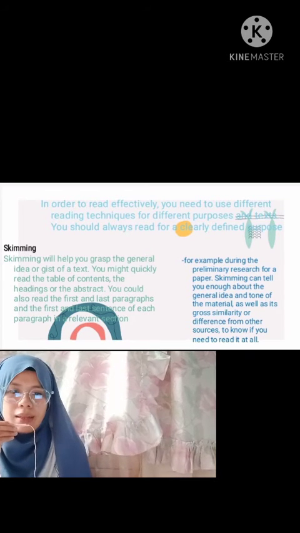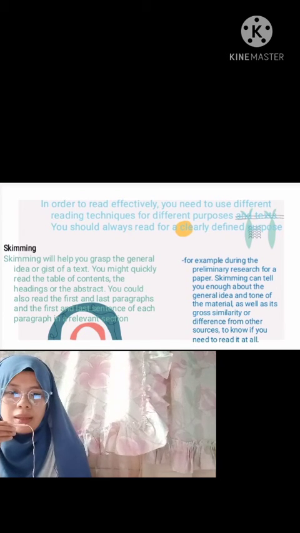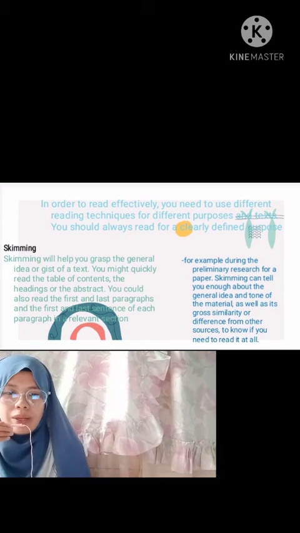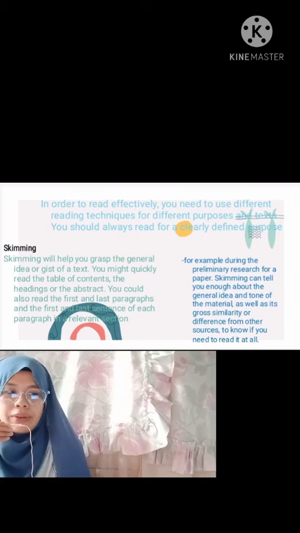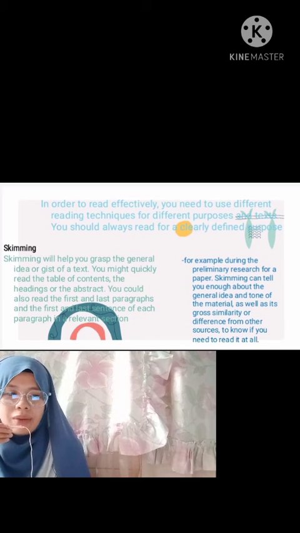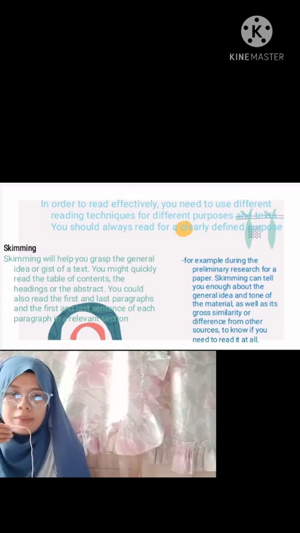Next is detailed reading. Detailed reading allows you to critically consider aspects of the text. This may involve close reading of the entire text or of the important sections of the text. Example, reading a grammar explanation, reading the instruction for an exercise in a textbook.